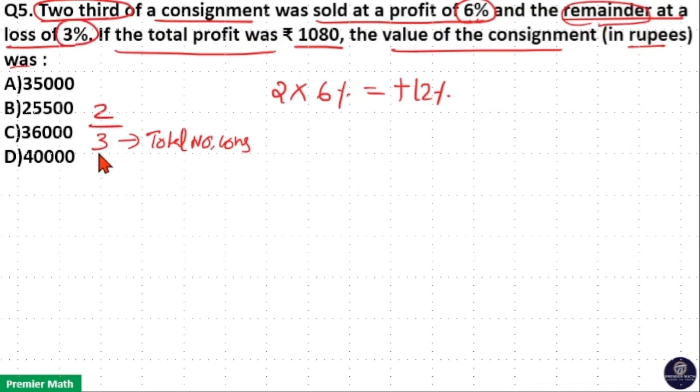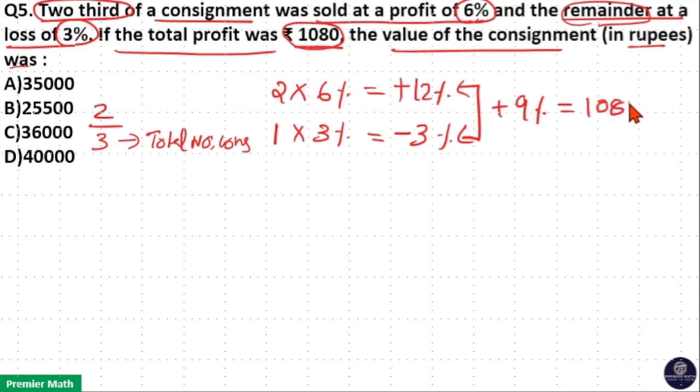Remainder at a loss of 3%. That is, out of this 3 units, 2 units already sold. Remainder is 1 unit. So 1 unit sold at a loss of 3%. Loss means minus 3%. Now here total profit is 12 minus 3. Total 9% profit. Here total profit in the question is given as 1080. So 9% is equal to 1080.